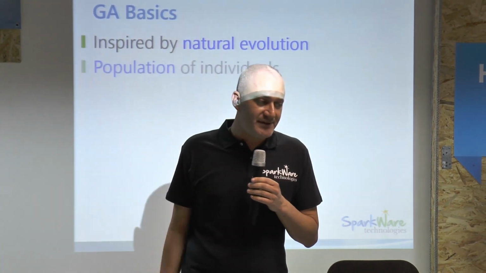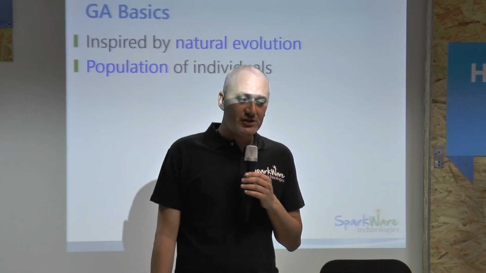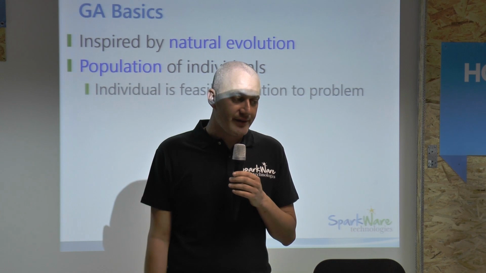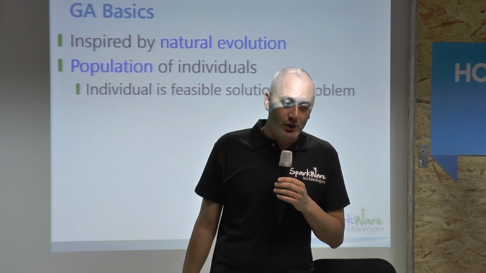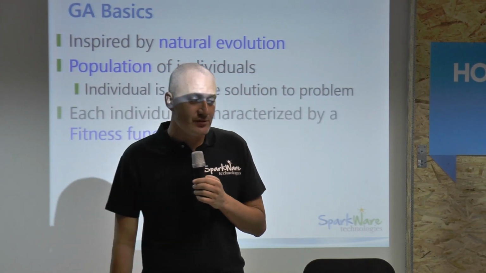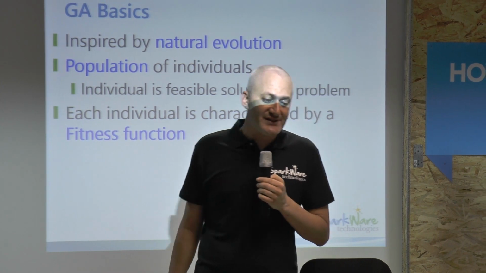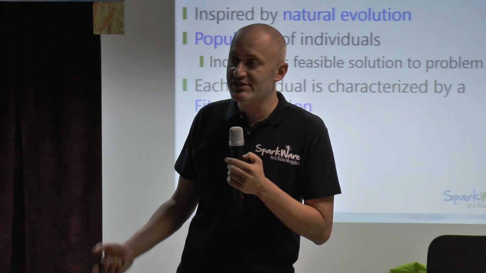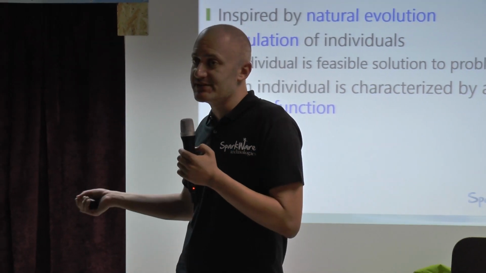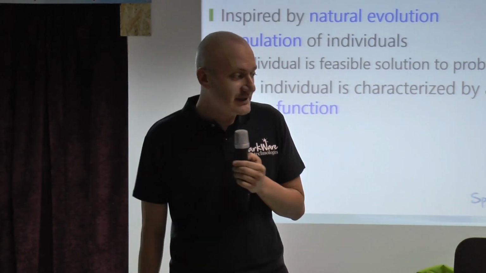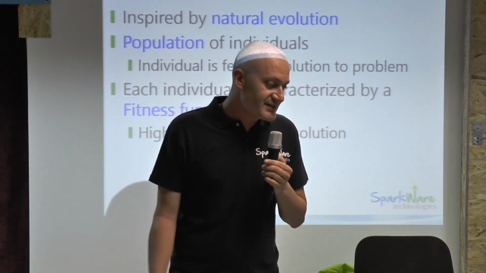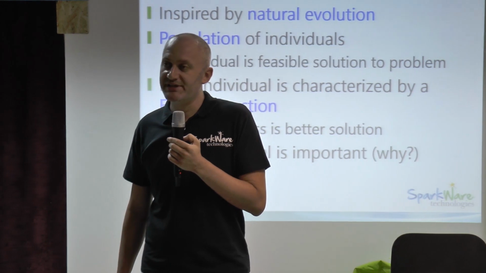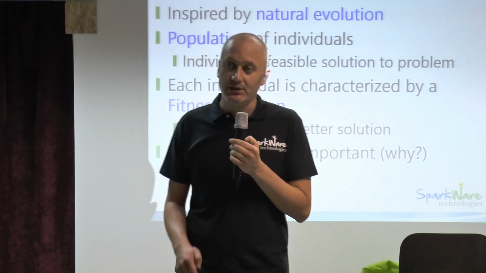So basically, it's inspired by natural evolution. It's a population of individuals, us, or algorithms. Each individual or algorithm is a feasible solution to the problem. And each individual is characterized by a fitness function. That means how successful that organism or algorithm is. Higher fitness is a better solution. And each individual is important, as we'll see later on.